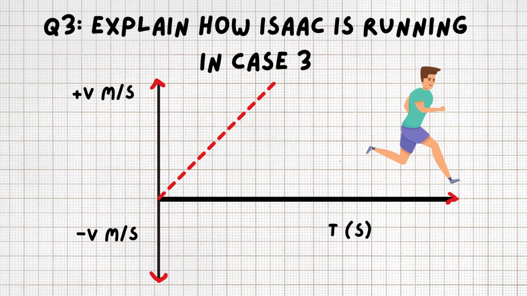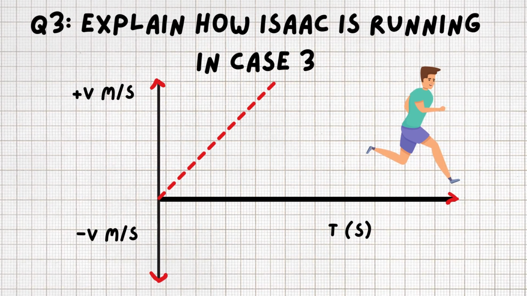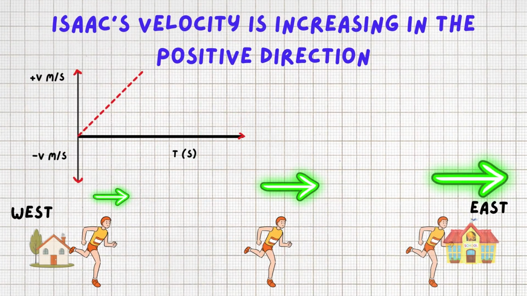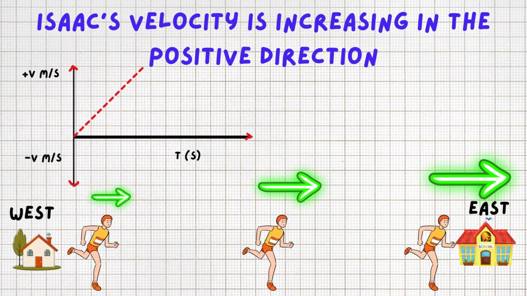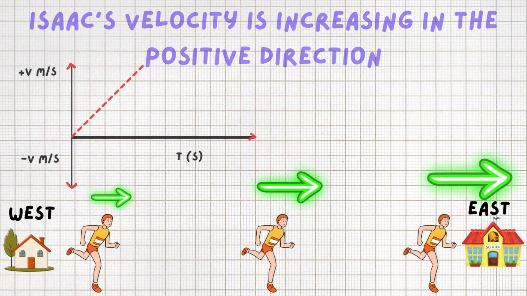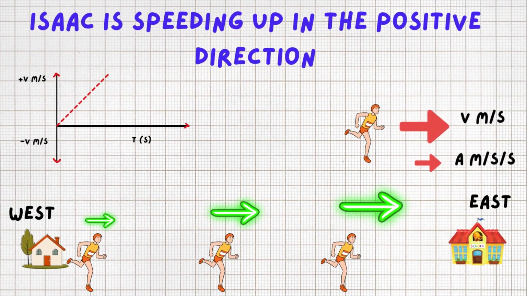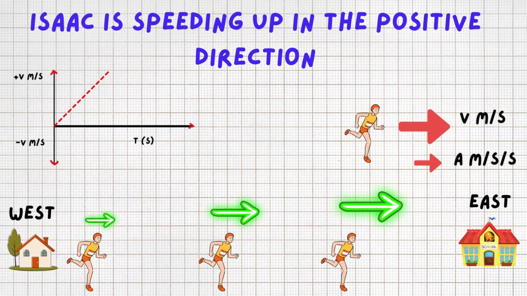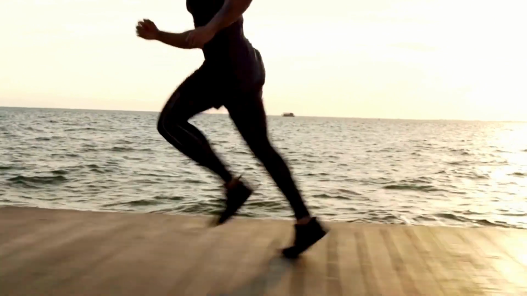Question 3. Explain how Isaac is running in case 3. A line that slopes away from the x-axis in the positive quadrant means Isaac's velocity is increasing in the positive direction. In this case, both velocity and acceleration are in the same positive direction. This means that Isaac is speeding up.